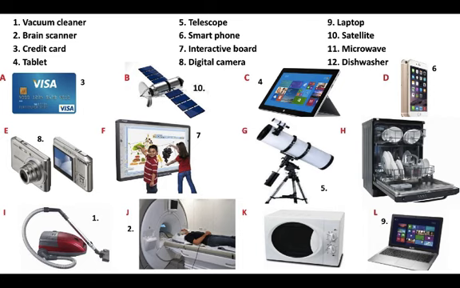Satellite. It's B. It's what helps us actually use the internet, and also helps us watch our favorite channels. What else? We have microwave oven, the microwave, it's 11, and dishwasher, it's 9. It's H. Dishwasher is H.